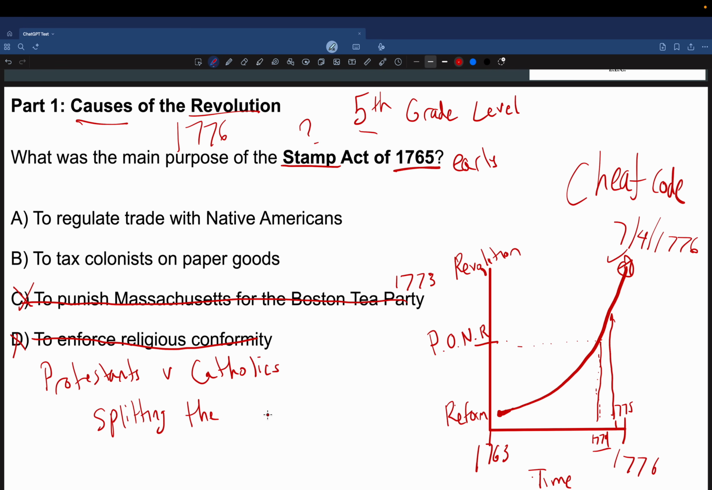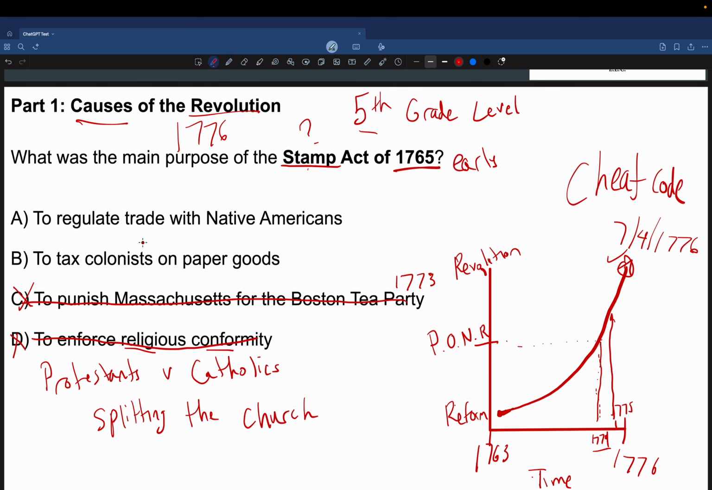It's not about consolidating power. Religion isn't going to be a central theme in why the war was fought. So if I even just look at the code words here, so religious, conformity, and stamps, what would those two have to do with each other? I would say there's nothing there. So there's 2 ways we could have figured out this is not the correct answer.